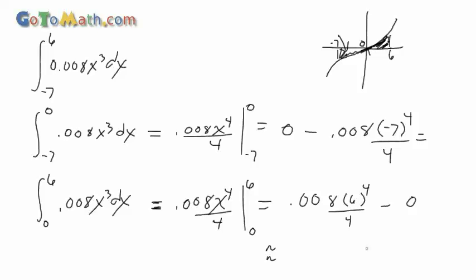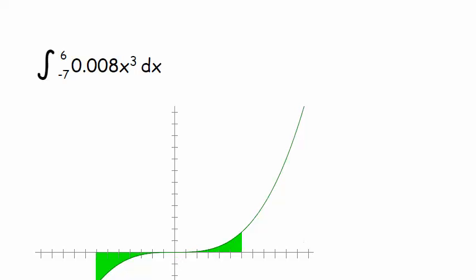0.008 times, I'm plugging this stuff in, -7 to the 4th divided by 4, and then plus 0.008 times 6 raised to the 4th, divided by 4. Right, hold our breath. I get 3697 over 500 is the exact value actually, but we're going to just round that. I'm getting 7.394, which is an exact value actually. That's not really an approximation, that's the exact value. I should write equals here since it is 3 decimal places. So this area plus this area is 7.394.